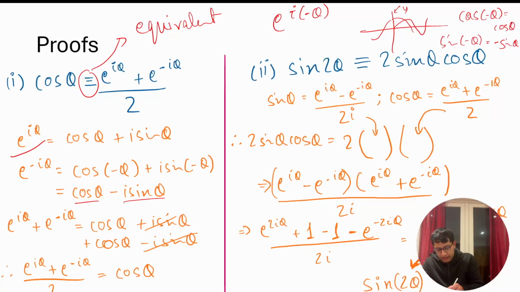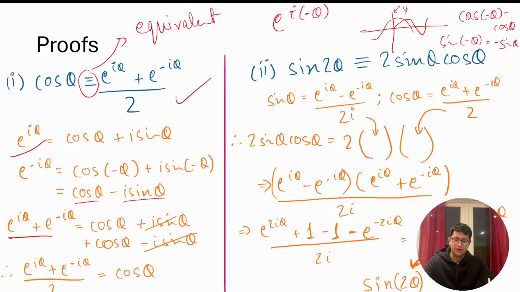Now if you do e to the I theta plus e to the minus I theta, then you get cos theta plus I sine theta plus cos theta minus I sine theta, which will eventually lead you back to where we started.